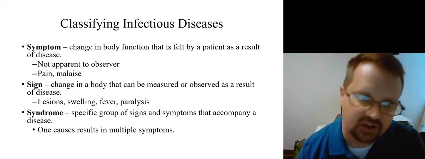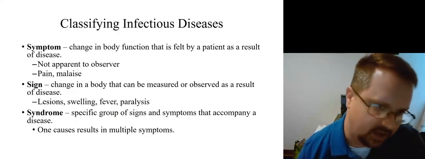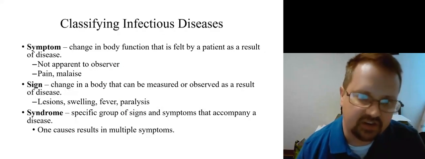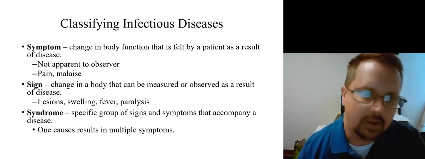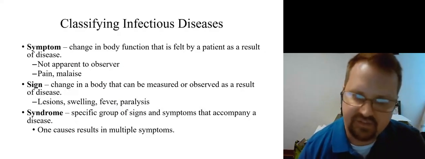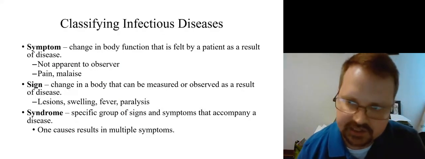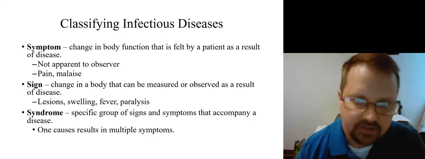You ask the patient how they feel, and they tell you. A sign is a change in the body that can be measured or observed as a result of disease, like a lesion, a pustule, a bubo, a swelling, a fever. They're paralyzed. They're having a flop sweat, that kind of stuff.